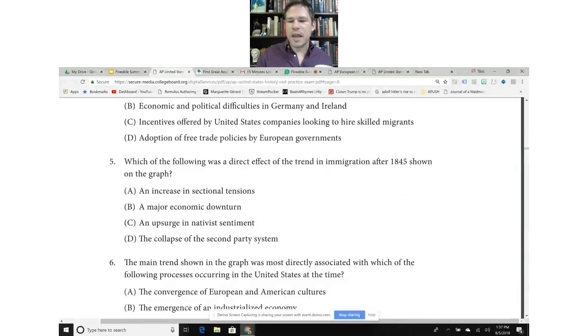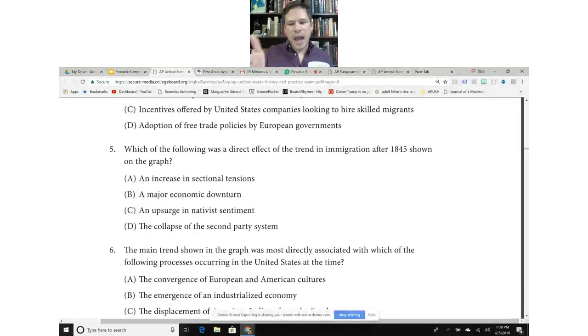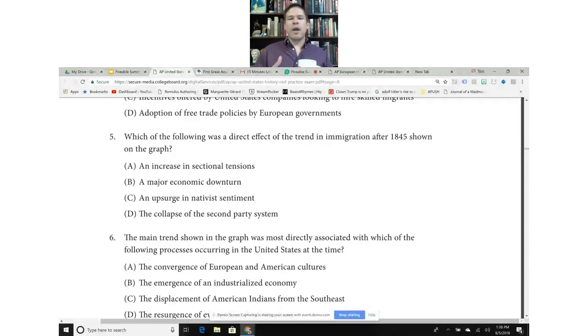Because there was an increase in sectional tensions after 1845 as a result of the annexation of Texas, but it's irrelevant. Now, B, a major economic downturn. Well, you know what? We didn't really talk about the economy during this time. It doesn't sound familiar. Let's go to the next one. An upsurge in nativist sentiment.